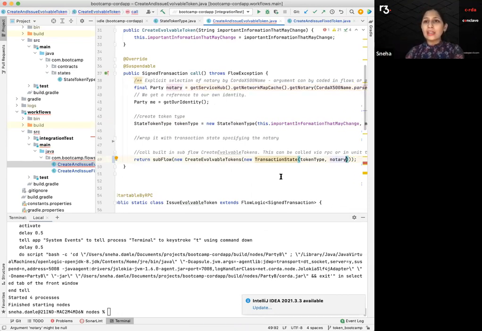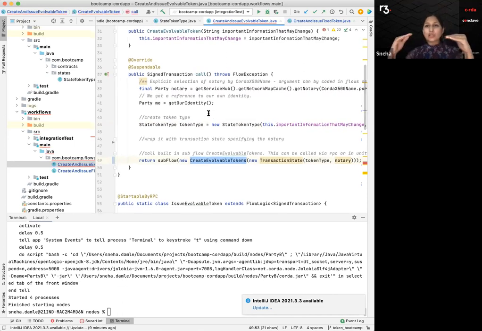So to create any base token type, you use the create evolvable tokens class or the flow, and you have already defined an instance of your state token type. So state token type, you've already defined a state. Once you've defined the state, you get the instance and you pass this instance to the create evolvable token flow. So running this flow will create basically a base token type on your ledger.